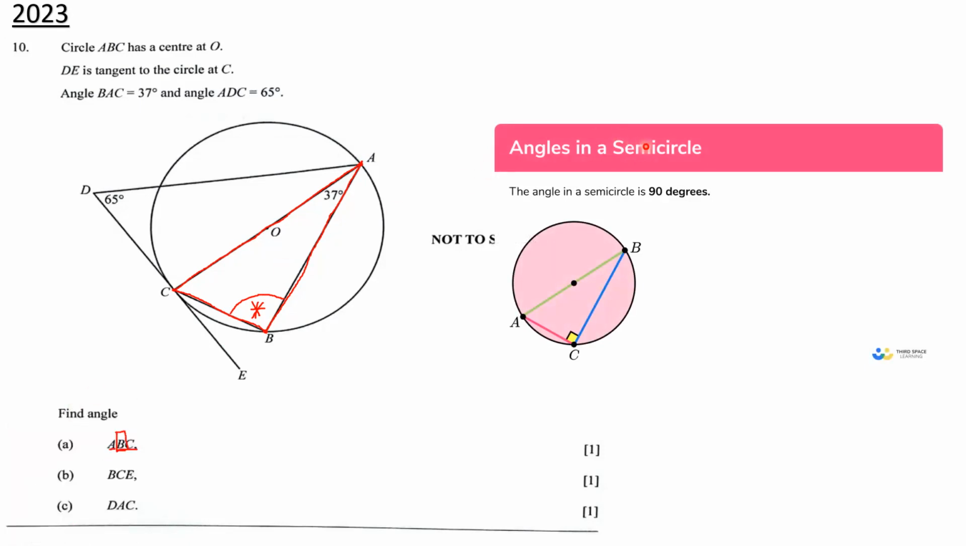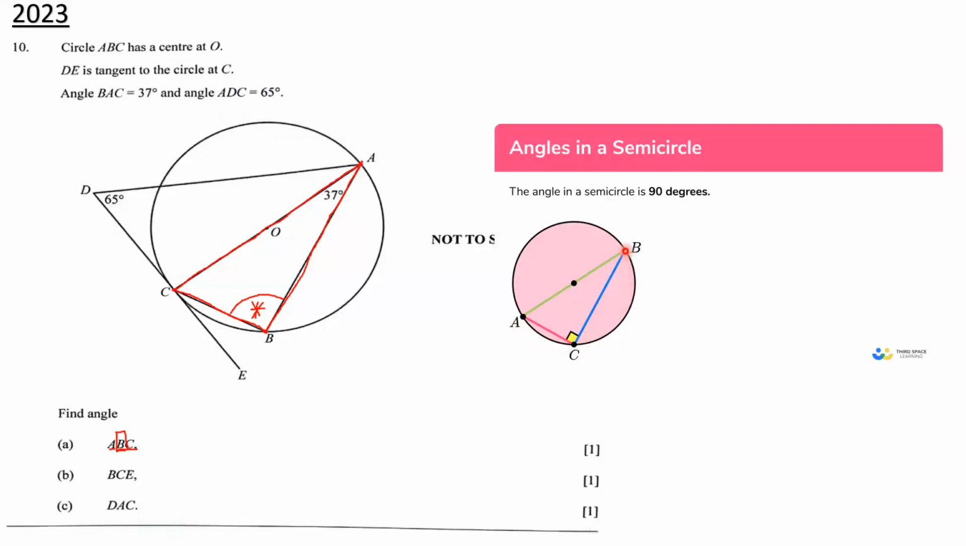angles in a semicircle. The theorem says that the angle in a semicircle is 90 degrees. If you notice here, we have this green line. This green line is the diameter. It separates the circle into two even portions, so this side is a semicircle as well as this side is a semicircle. Each is exactly half of a circle. So we have two semicircles.